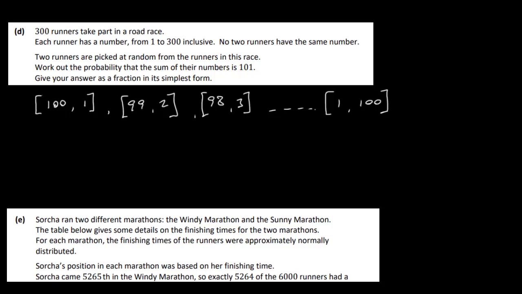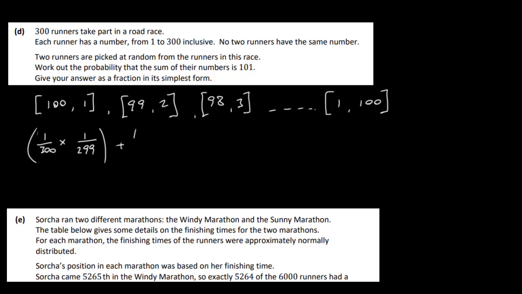So how many of these are there? There are 100 of these. From 100 down to 1, that's going to be 100 possibilities. So let's just have a look at the first one. The probability of picking someone at random and for them to have the number 100 is going to be 1 out of 300. And you got to multiply the second runner that you pick at random, for them to have the number 1 is going to be 1 out of 299 because you've already picked the first person here. So that's the first one.